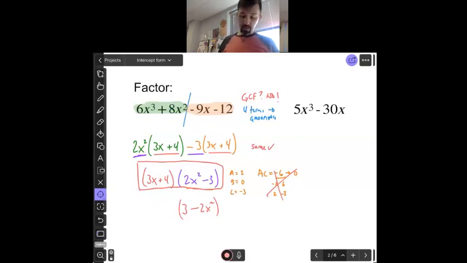But if it was like this, then C would be 3 and A would be negative 2. Okay. A is always the number next to the square, B is always the number next to the x, and C is always the constant. Does that make sense, Clover?